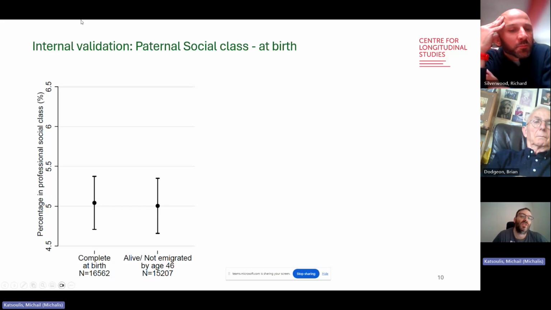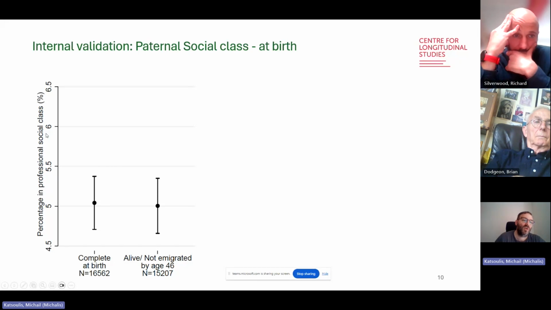So the first example is about paternal social class at birth. In more than 16,000 individuals at birth, we saw that 5% of the fathers' social class was professional. This percentage remained the same among those individuals who were alive and had not immigrated by age 46.